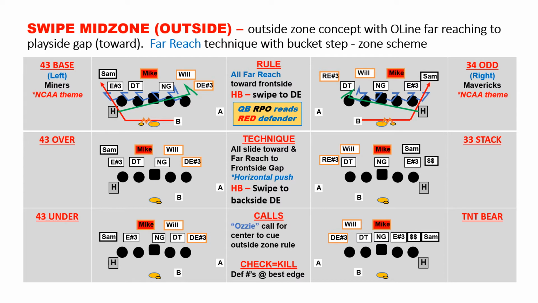So again, real simple. We're going to block swipe mid-zone same as our outside zone or stretch blocking, where we're going to far reach to the play side gap. Key point here is if you're uncovered, you're going to try to far reach to the next covered defender towards the play. If you are covered, you don't leave that man until you know and feel he's overtaken by your inside partner or offensive lineman.